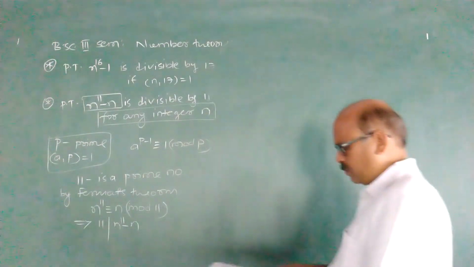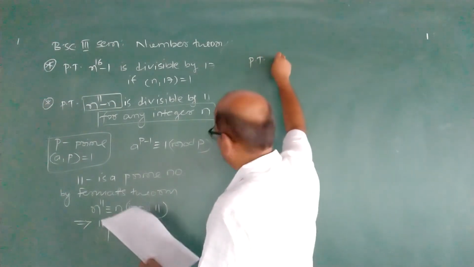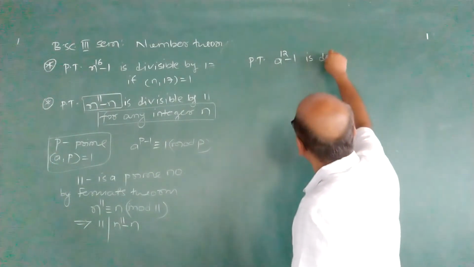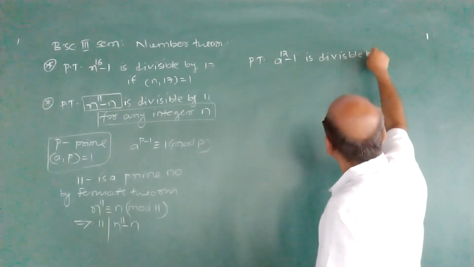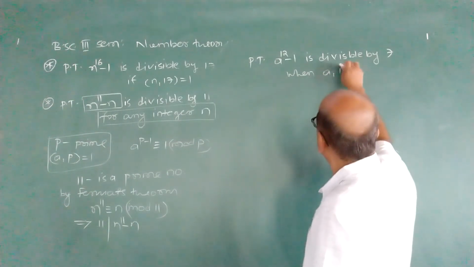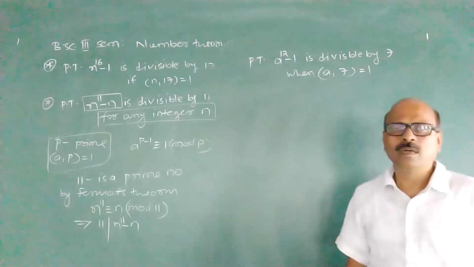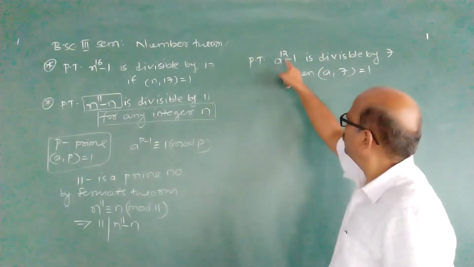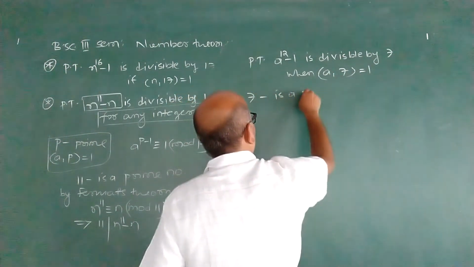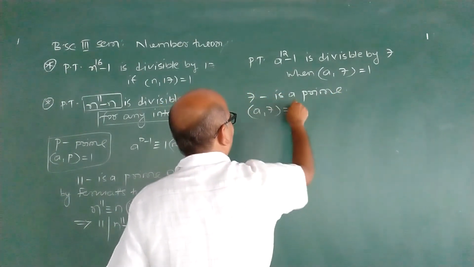Let us consider more problems here. Prove that a raised to 12 minus 1 is divisible by 7 when a and 7 are relatively prime. First condition: 7 is a prime number. You know that one. And a and 7 are relatively prime.